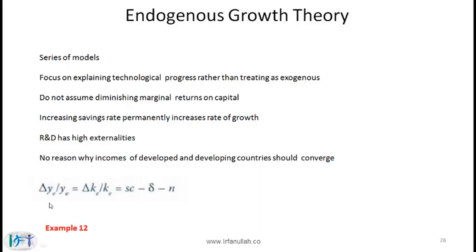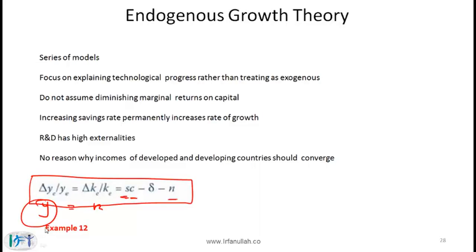According to the endogenous growth theory, the percentage change in output per worker, denoted by Y, is equal to the percentage change in capital per labor, denoted by the small case k, and this is equal to s, the savings rate, multiplied by c, the marginal product of capital, minus the depreciation rate, minus n, which is the growth rate of labor.